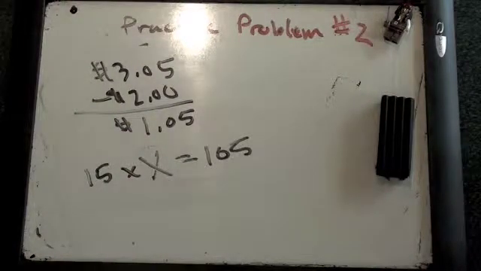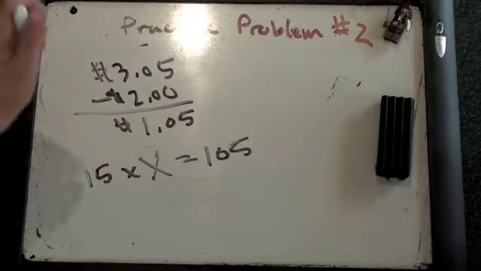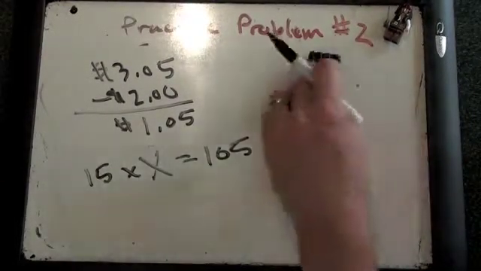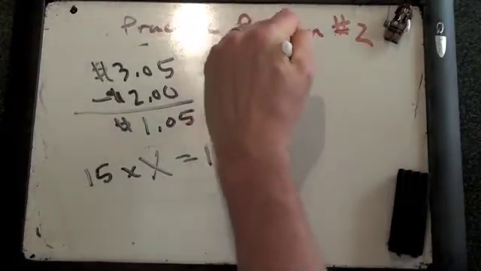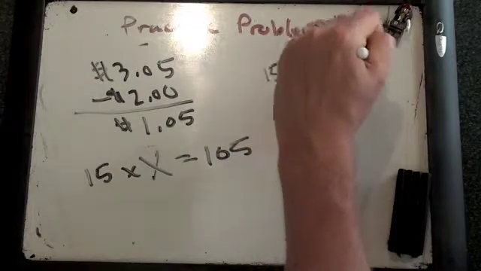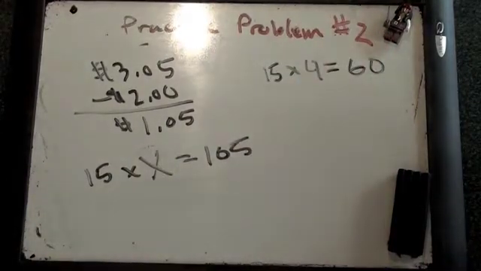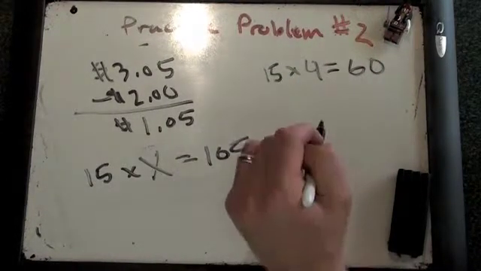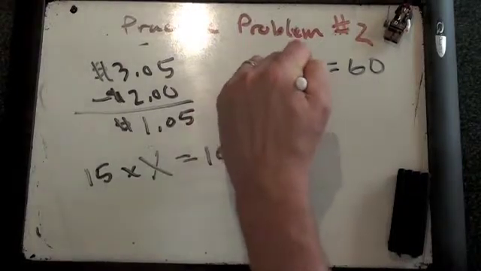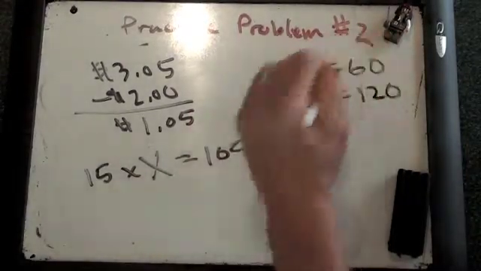What do you know? What's a number that you know is a multiple of 15? 60. Okay, 15 times what equals 60? 15 times 4 is 60. So what would be another one after that? 15 times 8 is 120.